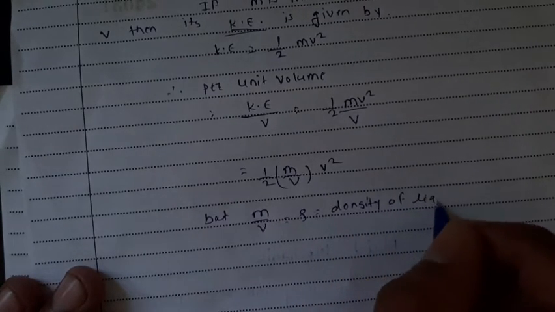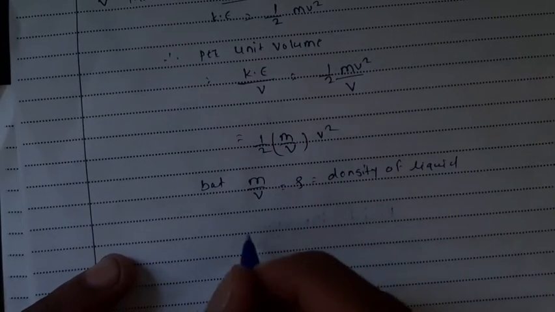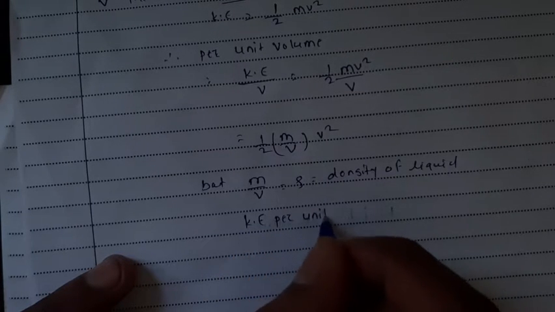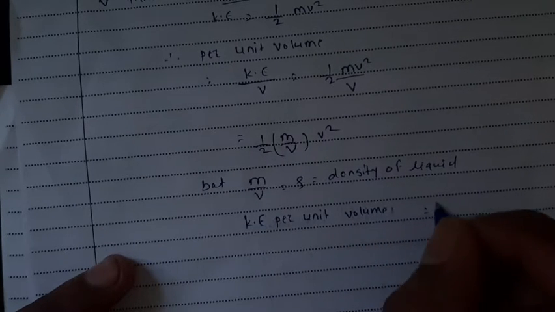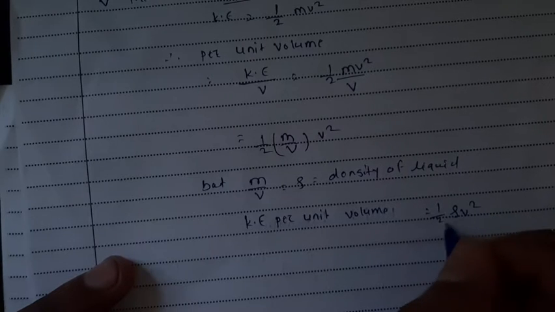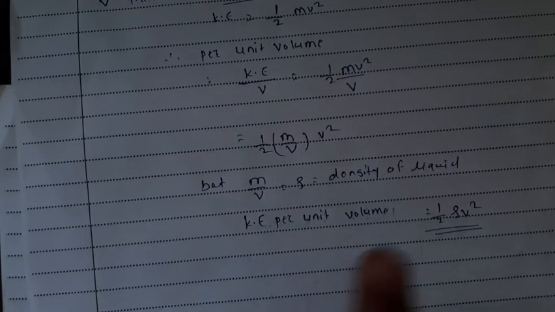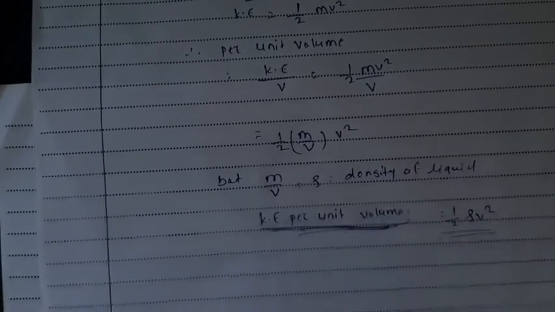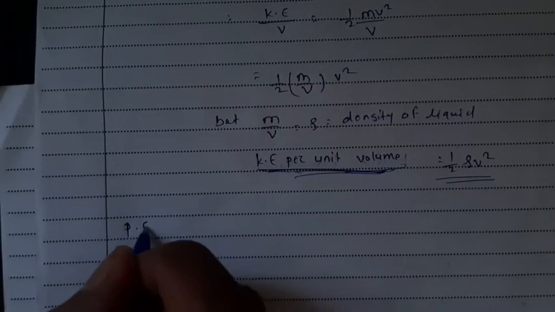So if I substitute m by V as rho, then the kinetic energy per unit volume is 1/2 rho v square. This will be one of the terms in Bernoulli's equation we will be using, so you have to remember this. Whenever there is a term 1/2 rho v square, it is called the kinetic energy per unit volume. Now we will move to the next type of energy, that is called potential energy.